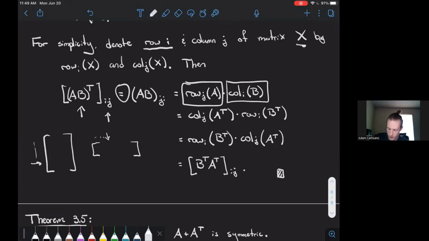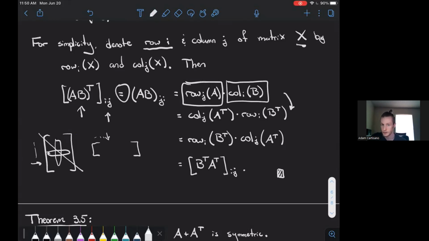But right here, notice that row j of A is the same as column j of A transpose. You can see that by just flipping across the diagonal of A. What that's going to do is produce for me a column inside of A transpose. However many rows you had to go down to get there, you have to go over that many columns to get there in the transpose. So row j of A is column j of A transpose.